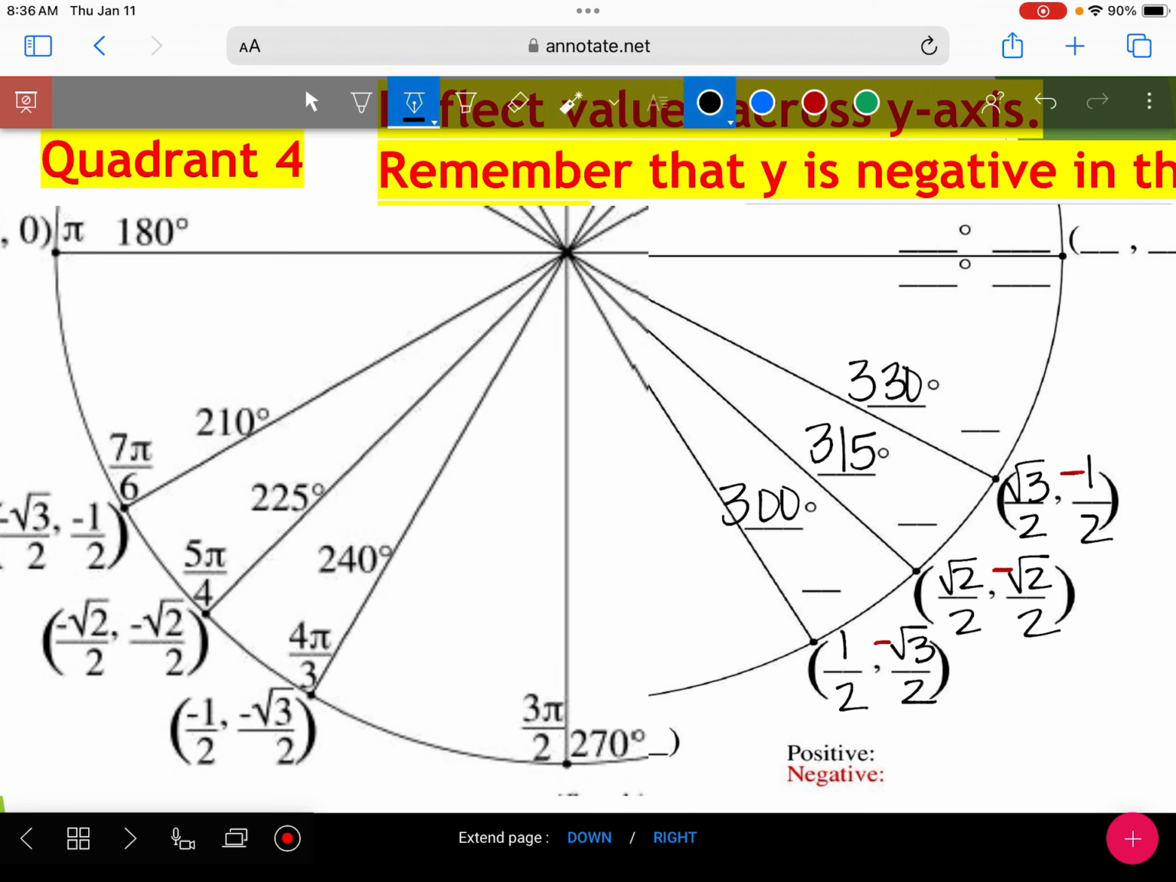And then when we get to the end of our lap, this is 360. Sorry, not 260, 360. So let's fill in our radians. For radians, this would be 5 pi over 3, 7 pi over 4, 11 pi over 6, and 2 pi. And you have made it to the end. You should have a full unit circle.